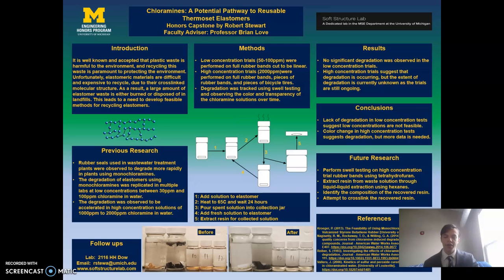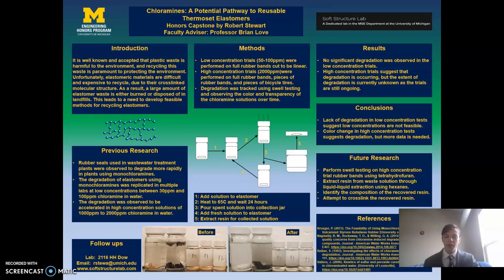Overall, the lack of degradation in the low concentration trials means that the low concentration solutions are not feasible for use in recycling elastomers. This is fine, however, because there has been color change, like I mentioned, in the higher concentration tests, and so degradation is probably occurring. However, I do need to still collect more data to ensure that this is the kind of degradation I was expecting.